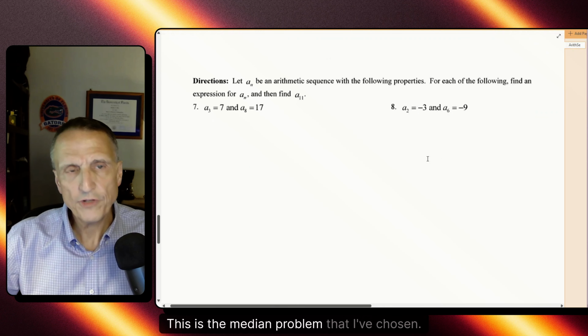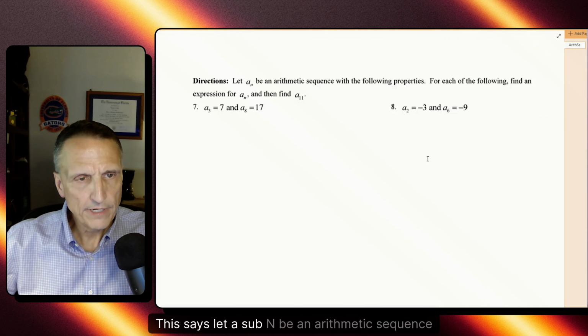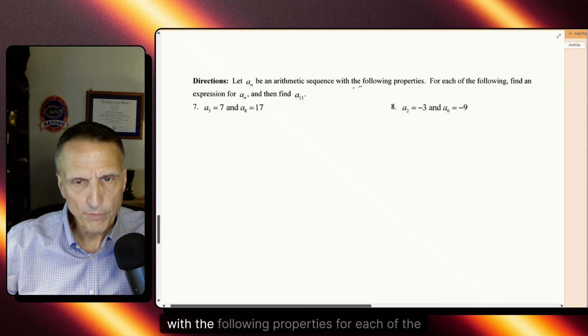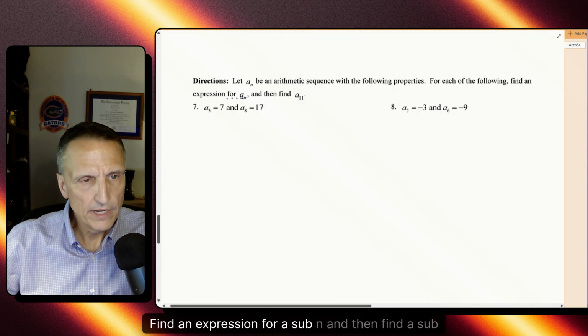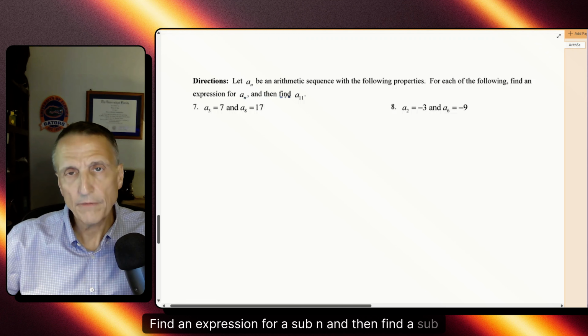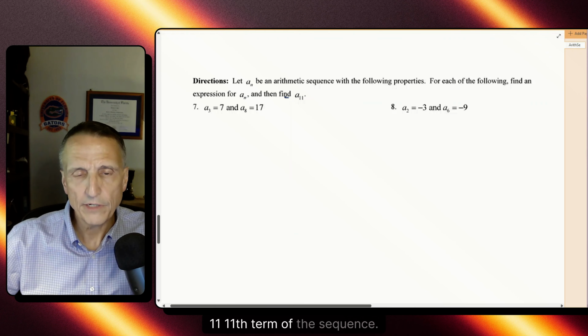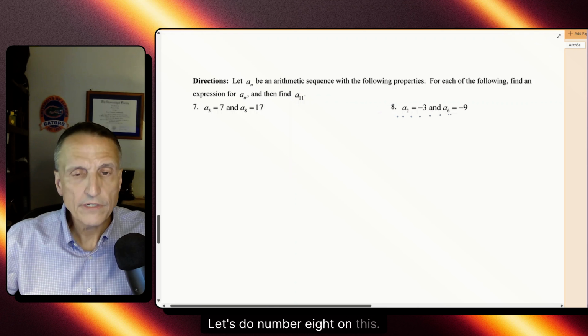This is the medium problem that I've chosen. It says let a sub n be an arithmetic sequence with the following properties. For each of the following, find an expression for a sub n, and then find a sub 11, the 11th term of the sequence. Let's do number 8 on this.